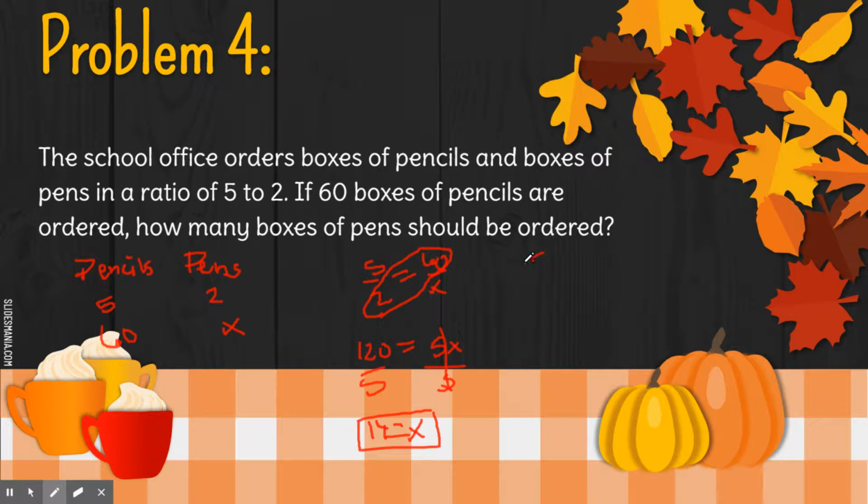The other way I could do it is, again, I could simplify it to find my unit rate. So 5 divided by 2. 2 goes into 5 2.5 times. So that would be 2.5 boxes of pencils for every 1 box of pen. So I would do 60 divided by 2.5 to find out my pens. I've got to move that over 1. I got to move this over 1. 25 is going to go into 62 times.